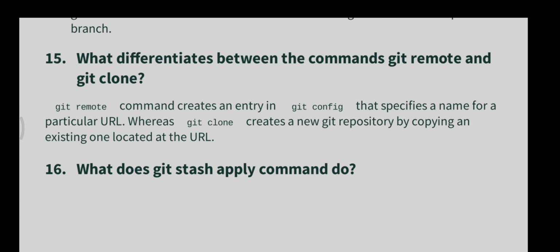What differentiates the commands git remote and git clone? Git remote command creates an entry in git config that specifies a name for the particular URL, whereas git clone creates a new repository by copying an existing one located at the URL. What does git stash apply command do?